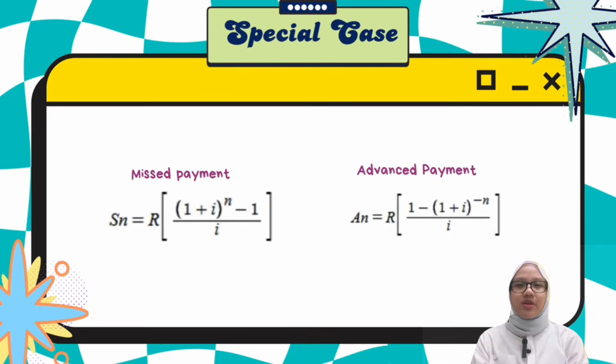We have two types of formula. The first one is missed payment: S equals R bracket open bracket 1 plus small capital I close bracket to the power of n minus 1, divided by small capital I close bracket. Next formula is for advance payment. The formula is A_n equals R bracket 1 minus open bracket 1 plus small capital I to the power of negative n, divided by I close bracket. And that's all the formulas you need to know.